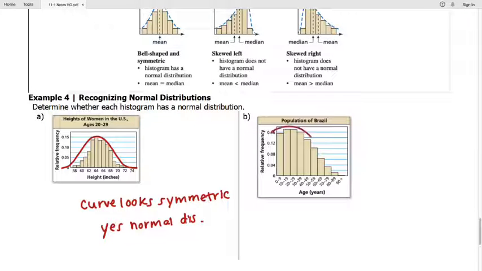All right, last example here. That is definitely not symmetric, so it does not have a normal distribution. All right, I have full confidence that you guys can answer that last one for yourselves to do.